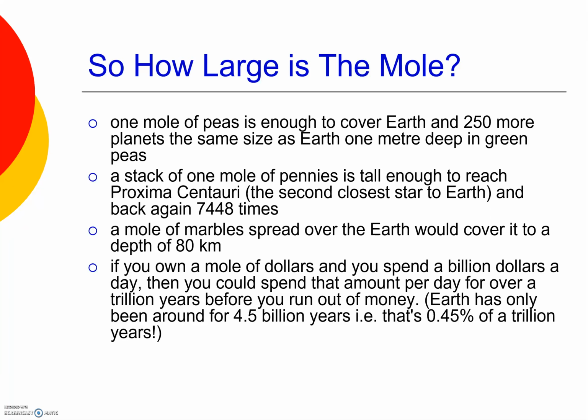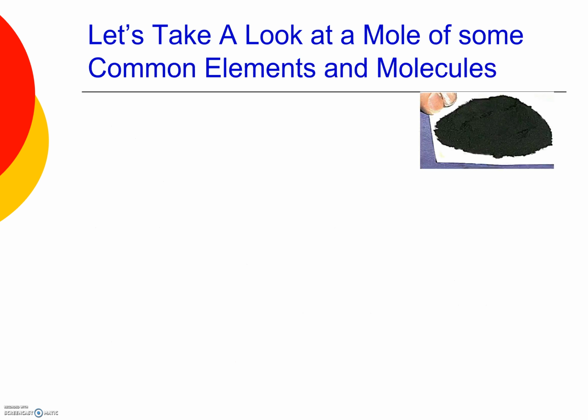Earth has only been around for 4.5 billion years. That's 0.45% of a trillion. So wow, and these are really small entities as well. A marble, a penny, these are pretty tiny things. And you can see how big it ends up being when we look at a mole of these entities. So to just give you an idea of how small atoms, molecules, and formula units are, I have a few pictures of samples of those things.